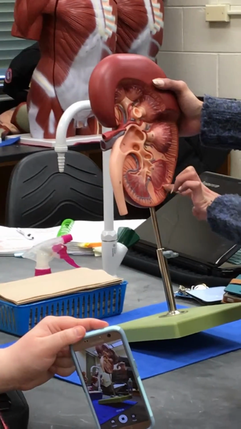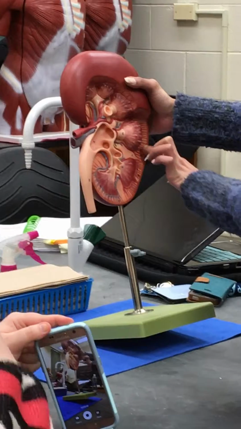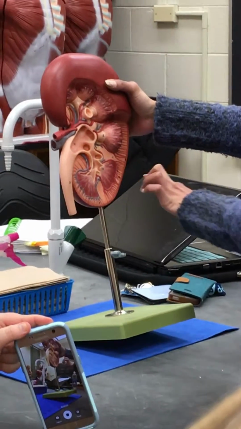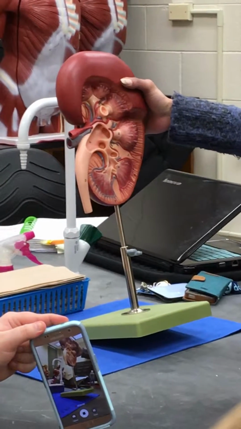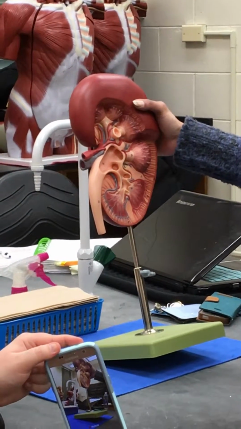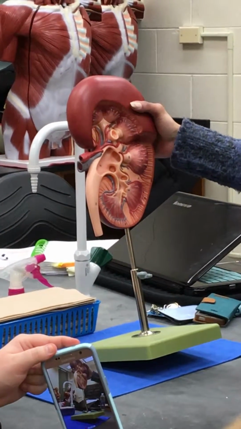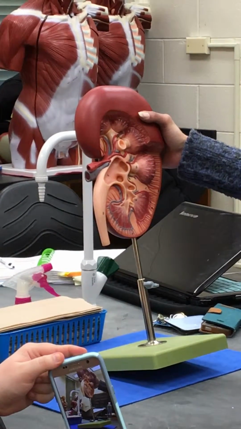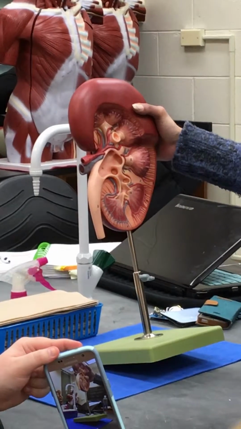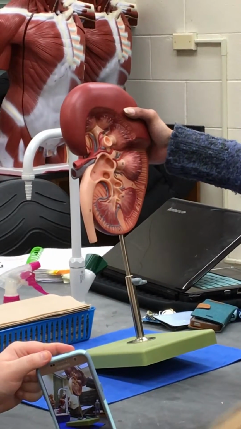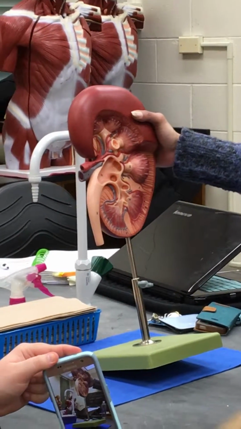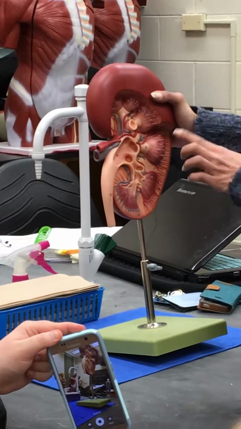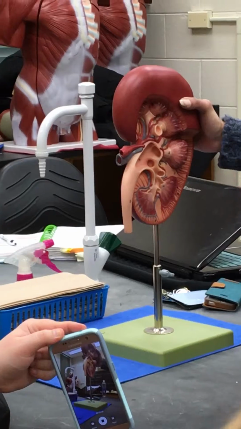Then do you see these tiny little arteries that are in the renal cortex? Those used to be called the interlobar arteries, but in your book, they're called the cortical radiate arteries. Somebody double check that. So those are the arteries for the kidney.